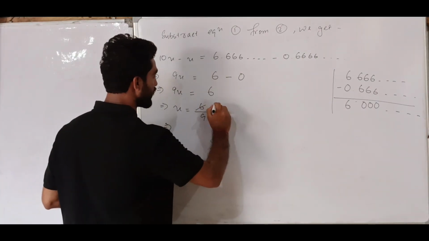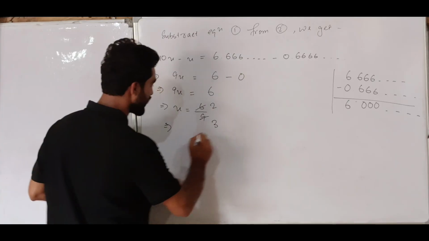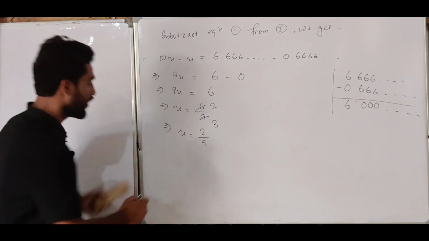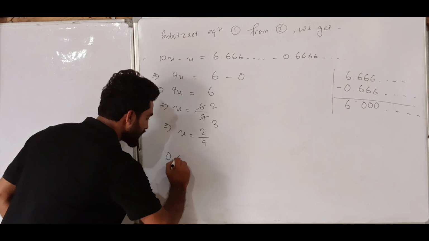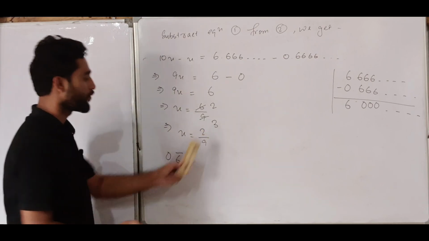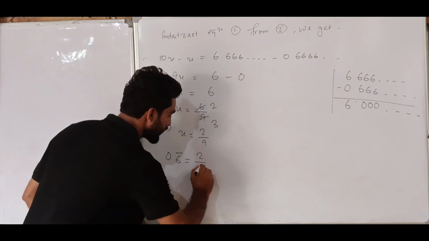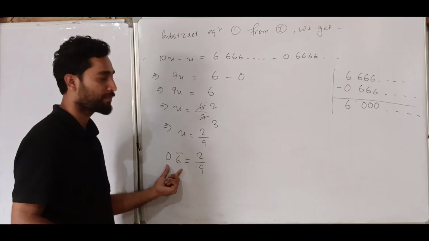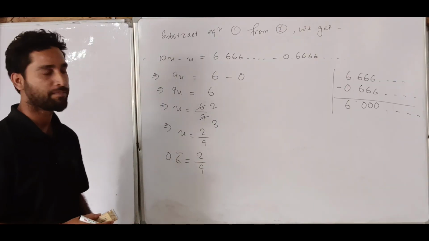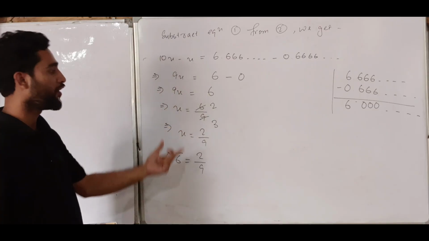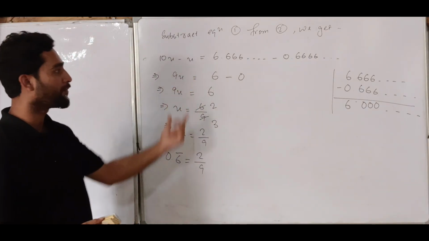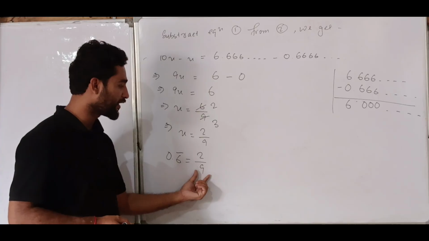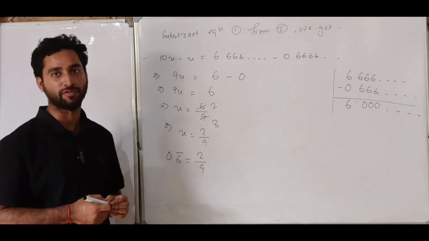If we simplify, 3 2s are 6, 3 3s are 9. So see, how can we convert 0.6 bar into the p by q form? We got 2 by 9. So the non-terminating repeating decimal expansion also can be written in the form of p by q. So this is the long method. In this way, the non-terminating decimal expansion also we can convert into the p by q form.